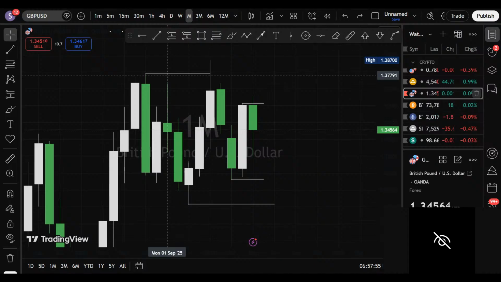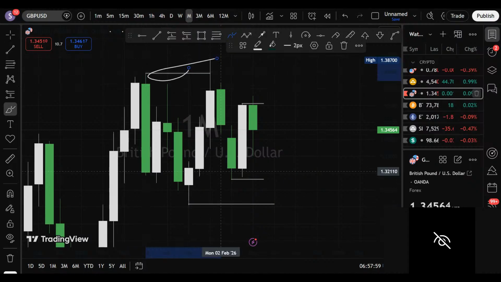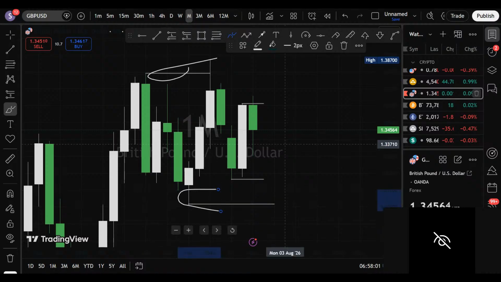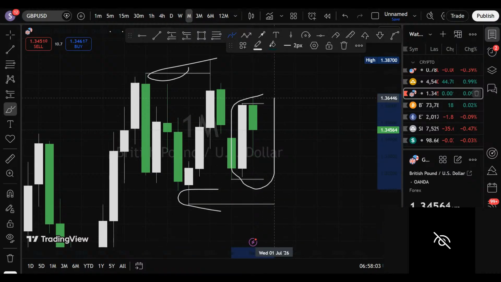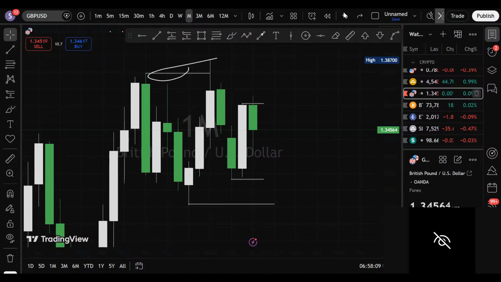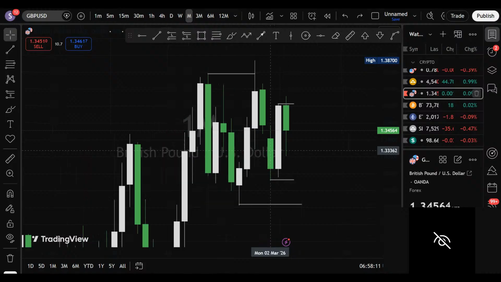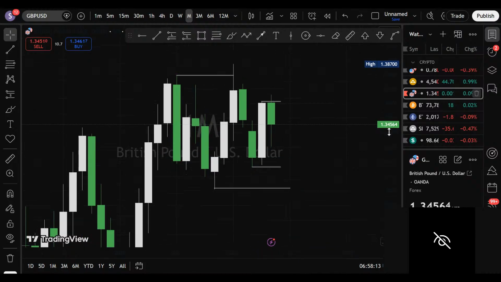I'm marking these ones because they will give me the directional bias of the market. But my main focus is on this one. This one is also important because it will give me the directional bias of the market, and that's why I have to plot those key levels as well.